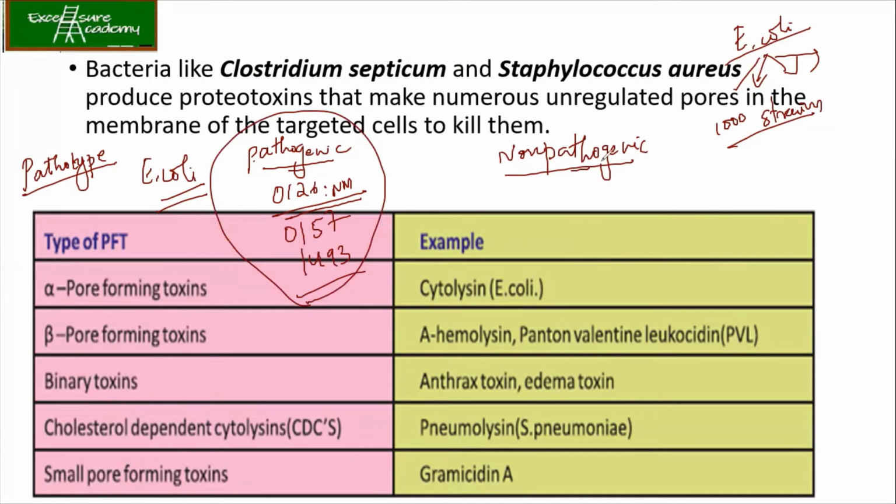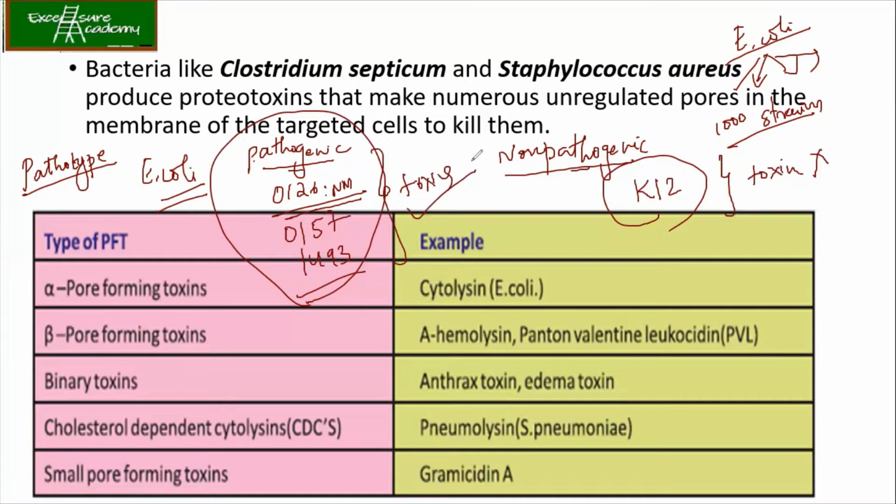Now coming to the non-pathogenic. So non-pathogenic E. coli is also present. For example, strain name is K12. So अगर आपके पास ये present है, so it's okay. These are present in your gut. So they are not going to produce the toxins. Okay. Pathogenic E. coli are going to produce the toxins.